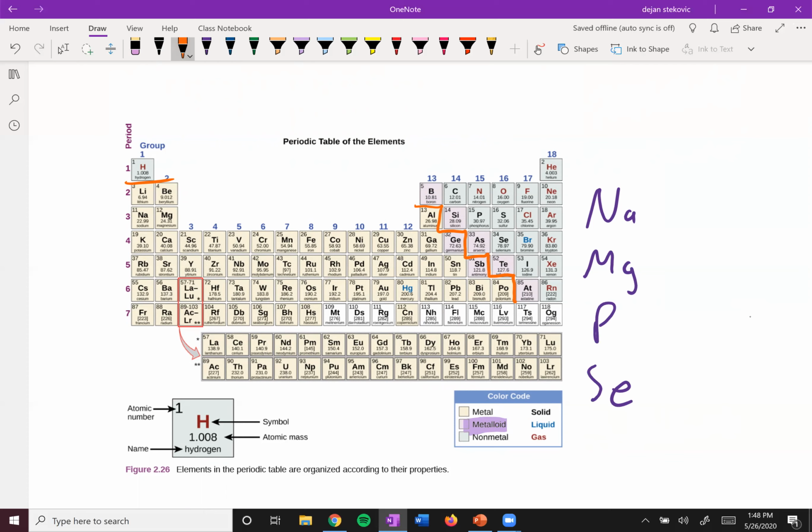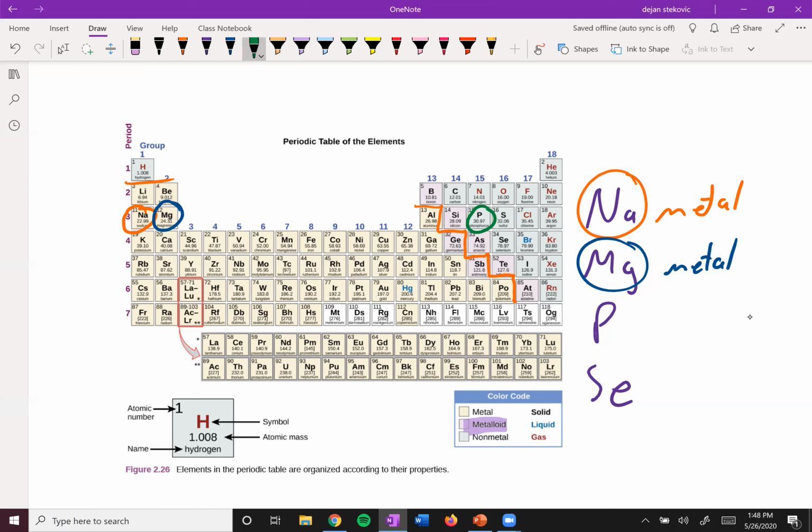Go ahead, pause the video and identify them as metals or non-metals. So sodium over here below the line, that's a metal. Magnesium below the line, that's a metal. Phosphorus above the line, that's a non-metal. And then selenium above the line, that's going to be a non-metal as well.